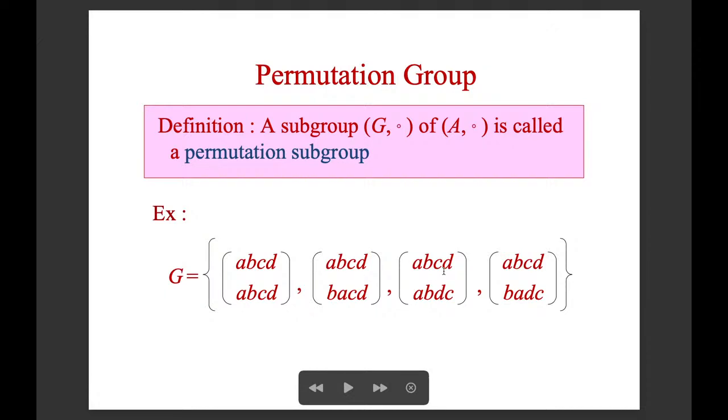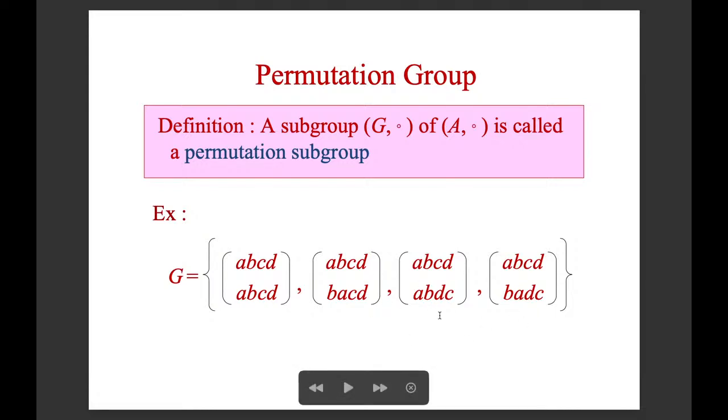And then this one multiplied with this one: A to B, B to A, C to C, D to D. So we will see that if we operate this one on this one, we will get something like this one. And then operating this one on this one, we will get this one. And then this one is an inverse of itself, I guess. So everyone is an inverse of itself, and after doing all the possible checking, this is closed, so this is a permutation subgroup.